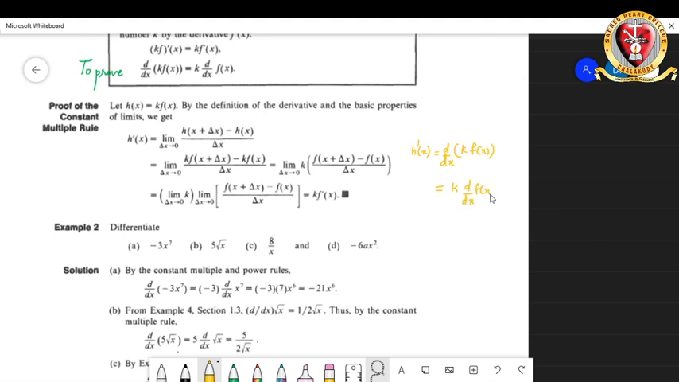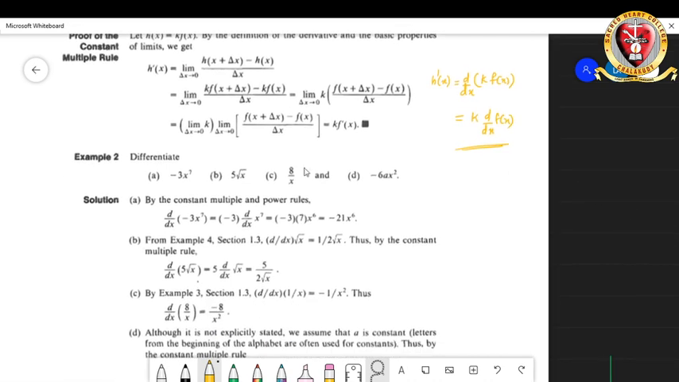So we are done. We proved it. Now differentiate the monomial sitting here. First one is minus 3 into x raised to 7. d by dx of minus 3 into x raised to 7 is equal to minus 3 into d by dx of x raised to 7 by the constant multiple rule, that is equal to minus 3 into 7 x raised to 7 minus 1. So in total you get minus 21 x raised to 6.